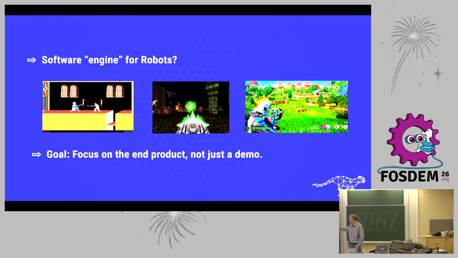But something happened in the 90s. So probably everybody knows this one in the middle. And this one has been ported on every single platform ever. That's Doom. Right? Doom basically created what we now call a game engine.